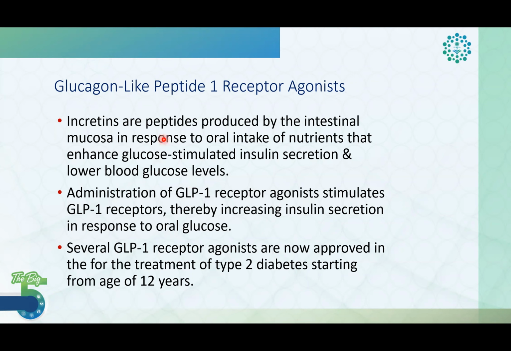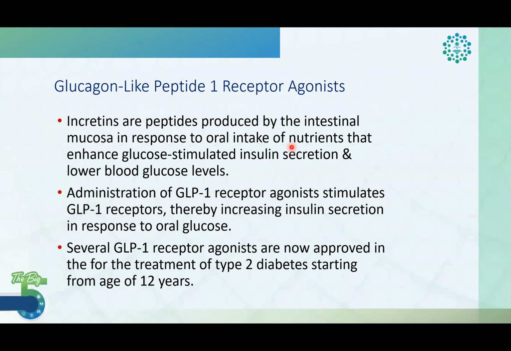Incretins are peptides produced by the intestinal mucosa in response to oral intake of nutrients that enhance glucose-stimulated insulin secretion and lower blood glucose levels. So incretins, which act as glucagon-like peptide 1 receptor agonists, have the effect of stimulating insulin secretion as well as decreasing blood glucose.